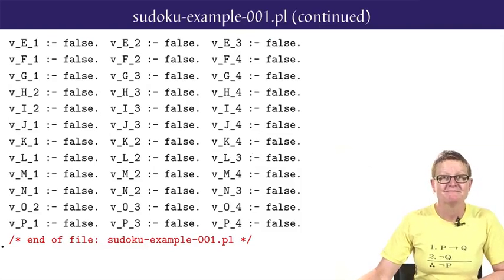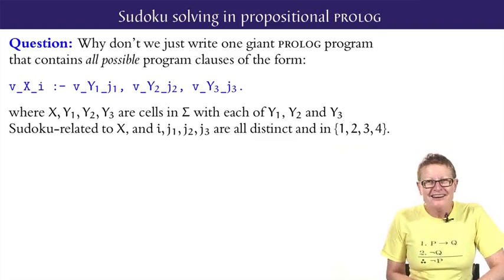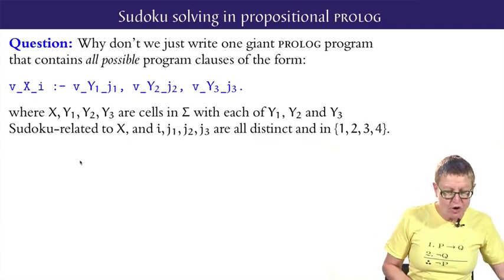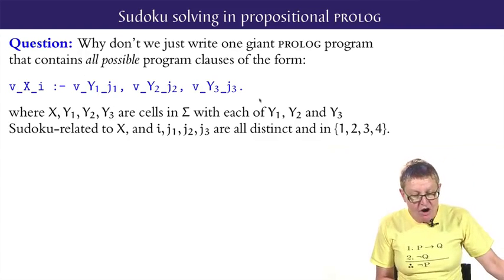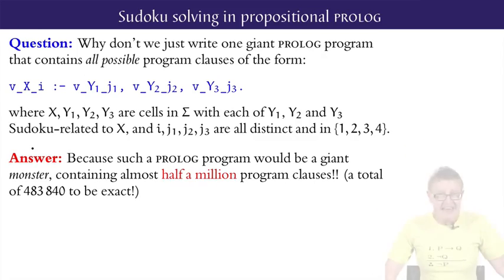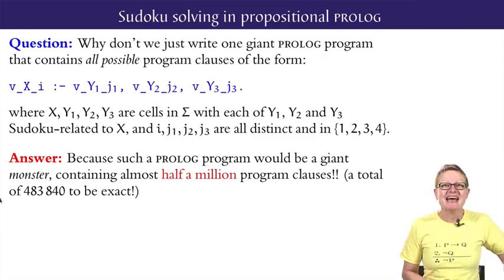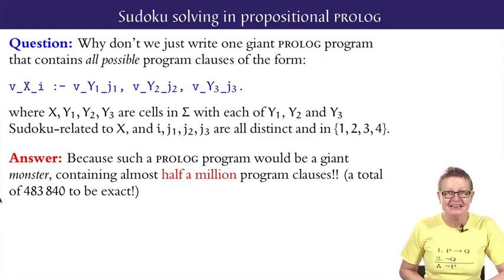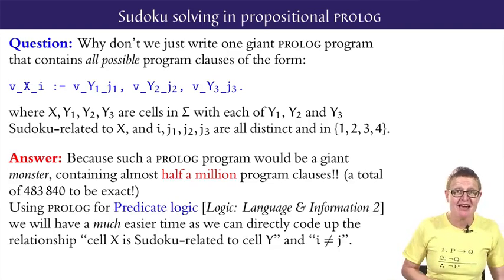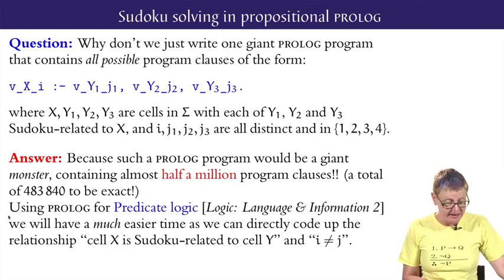And continuing. Now, you might be wondering, why don't we write one giant PROLOG program that contains all possible program clauses of this form? Well, yes, in principle, one could, but it would contain almost 500,000 program clauses. Again, some advanced advertising. Stay around for LLI 2 to see how much easier this will be in predicate logic PROLOG.